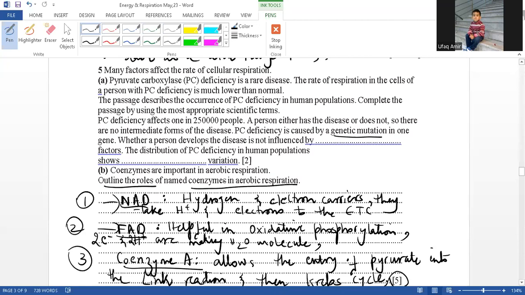Okay. So I think this much discussion is enough. In the next class, we'll be discussing other questions from some other year, 2022 or 2021 of the same topic. Okay. Everything is clear to you?